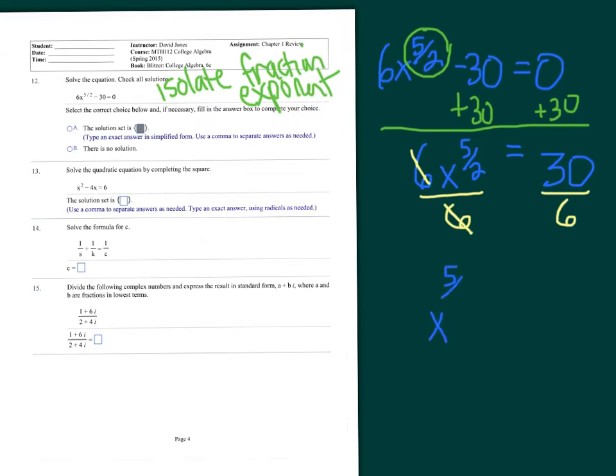X to the 5 halves equals 30 divided by 6, which is 5. And we just want to find x, so we've got to get rid of that 5 halves exponent. And the way that we do that is we're just going to raise this x to the 5 halves to the 2 fifths power, which is just the reciprocal of 5 halves. And so if we raise that side to 2 fifths, we've also got to raise the right side to 2 fifths also.